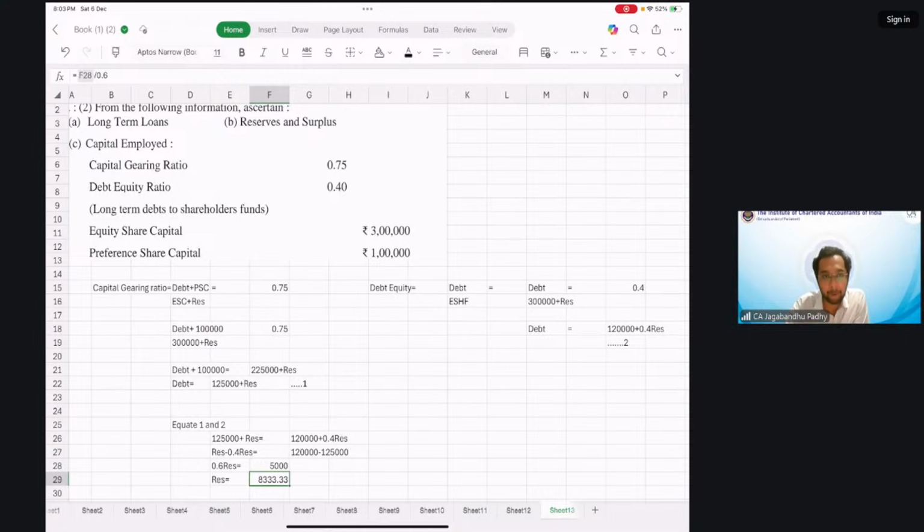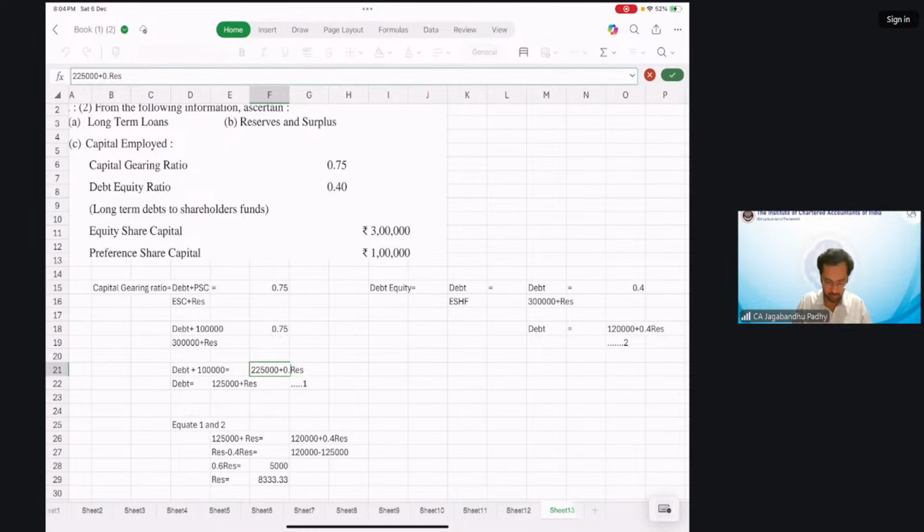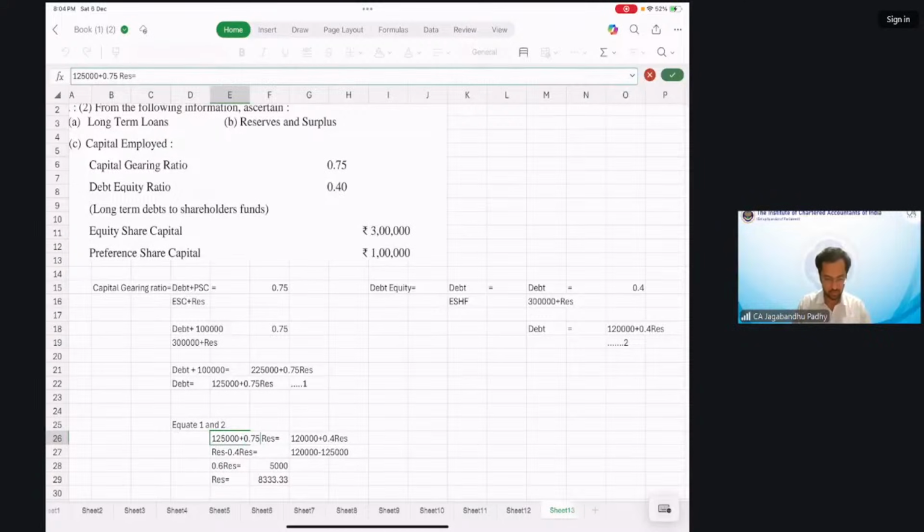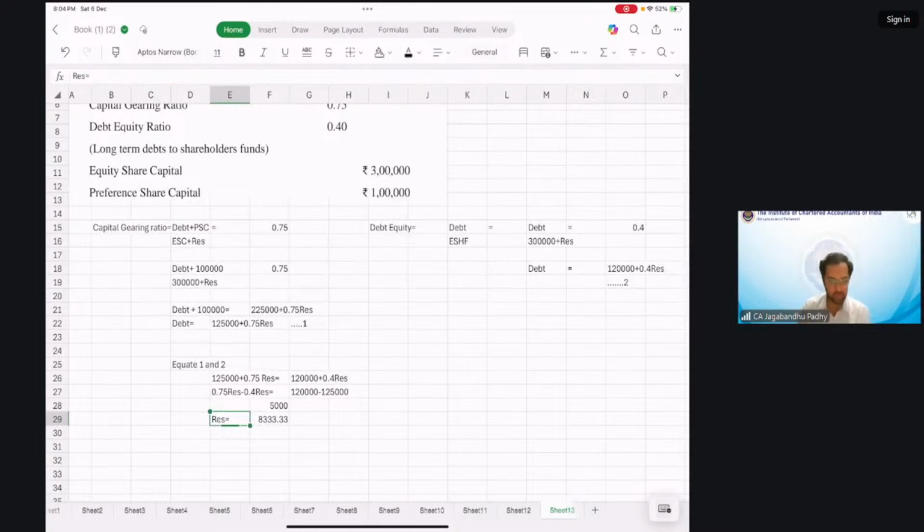Yes, Balamurugan. It's 0.75 reserves. Sorry. Yeah, it's 0.75 reserves. This will be 0.75 reserves. So even over here, we'll have this as 0.75 times of reserves. So this we have 0.75 reserves minus 0.4, and this is also 1 lakh, 3 lakh, 1 lakh 25,000.